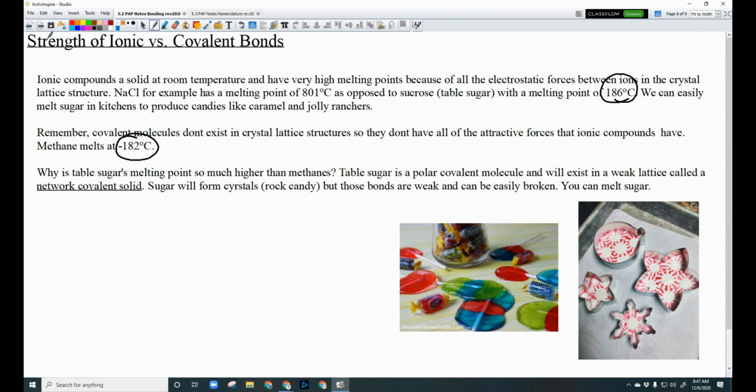All right, so that's just some difference between ionic and covalent compounds. Ionic, very, very high melting points, whereas covalent molecules, polar covalent and non-polar covalent, very, very low melting points.